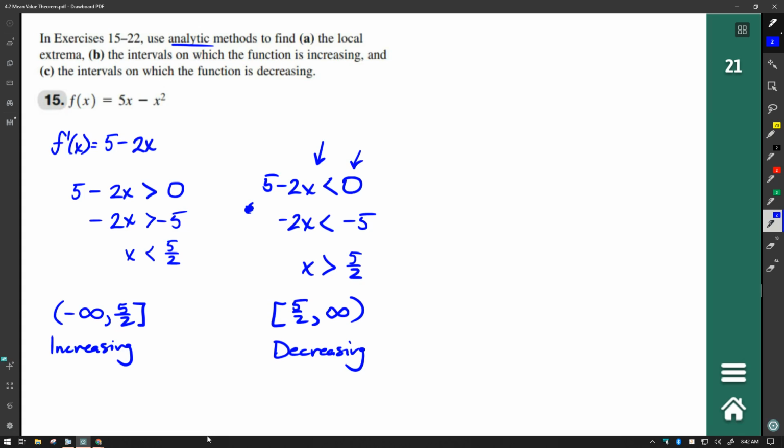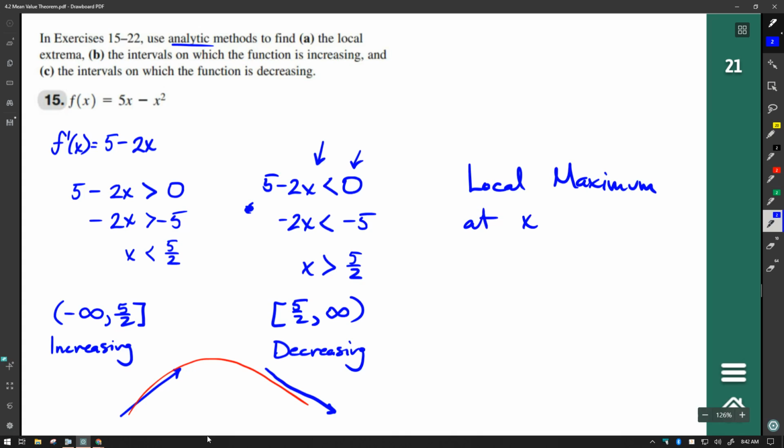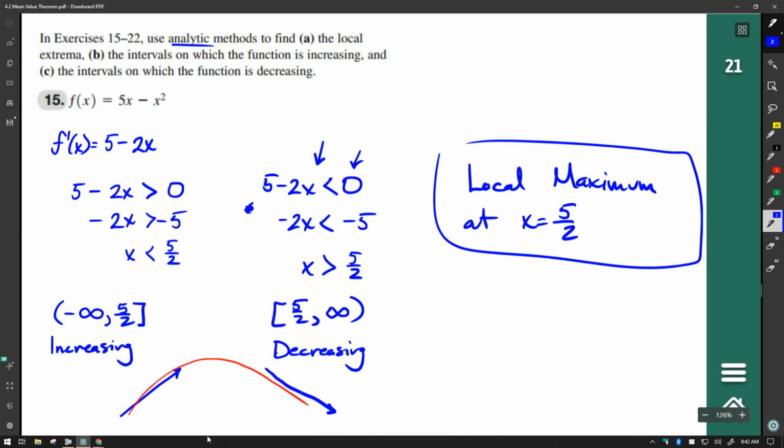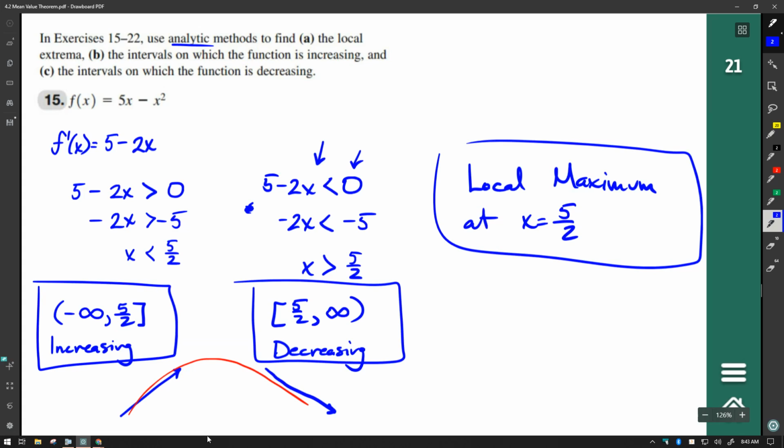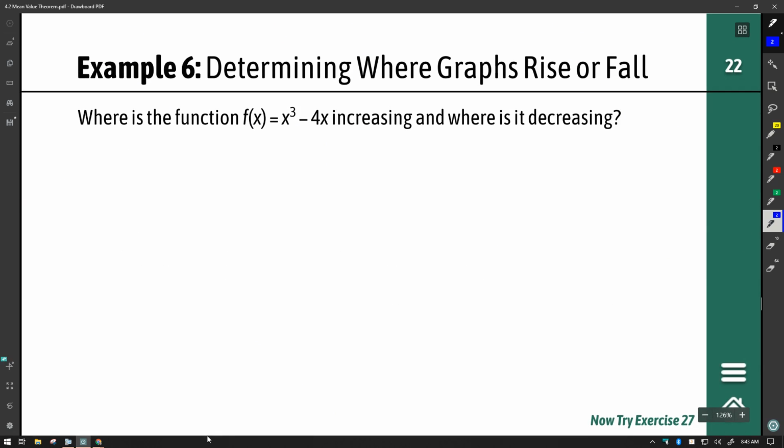What I haven't answered is part A, the local extrema. Because we switch from increasing to decreasing at x equals 5 halves, we can envision that we've got a top of a hill on our graph, and that's going to be a local maximum. So I'm going to give that as an answer as well. Local maximum at x equals 5 halves. So we have the function increasing, and we have the function decreasing. All right, let's go next to another example.